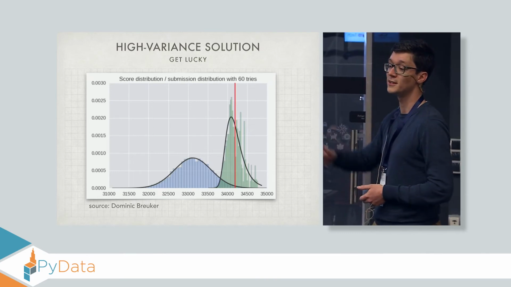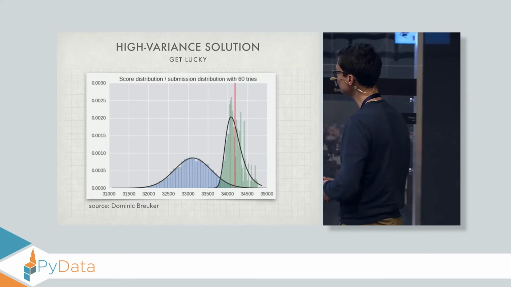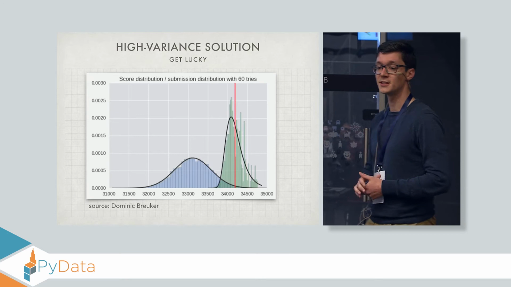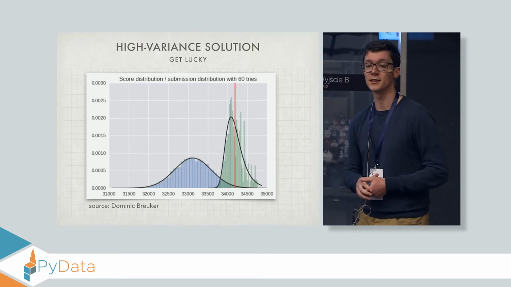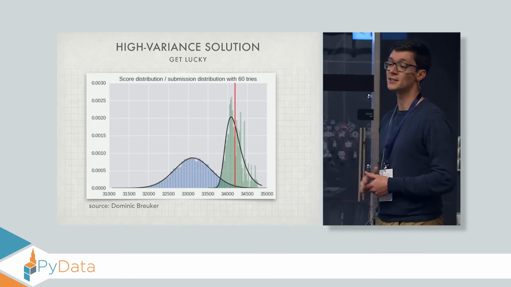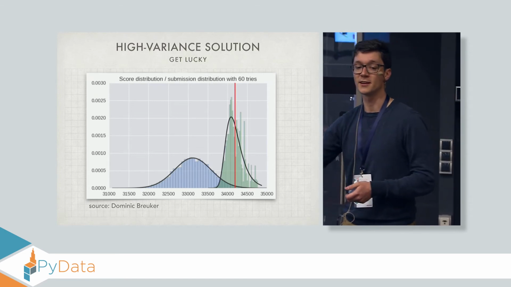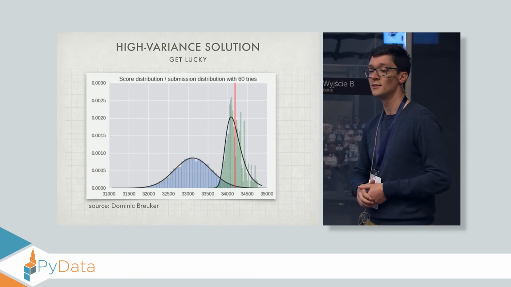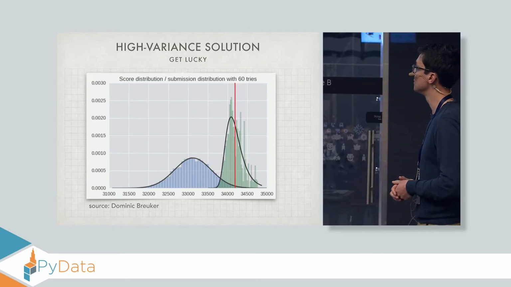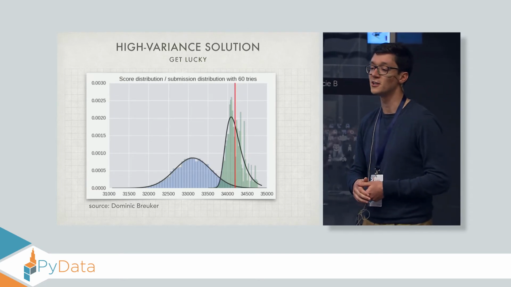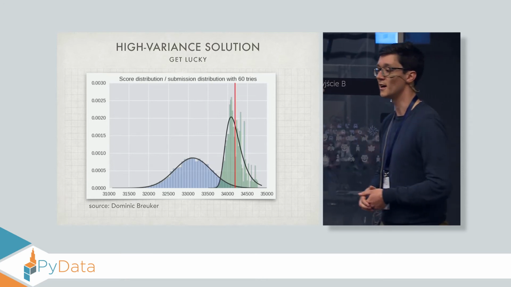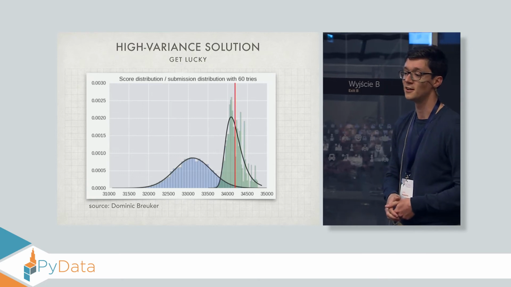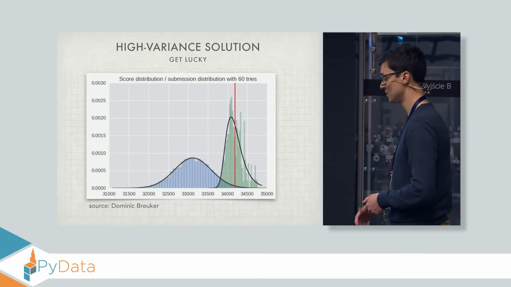So one person on the forums actually tried this in a simulation. The blue distribution that you see here is the resulting scores that he got back. And the green distribution is if he would submit 60 times the same solution structure, the best scores that he would get. And you'll see that the best score in 60 tries is of course better than the average score. But he also concluded that this solution isn't really very viable to get a high score.